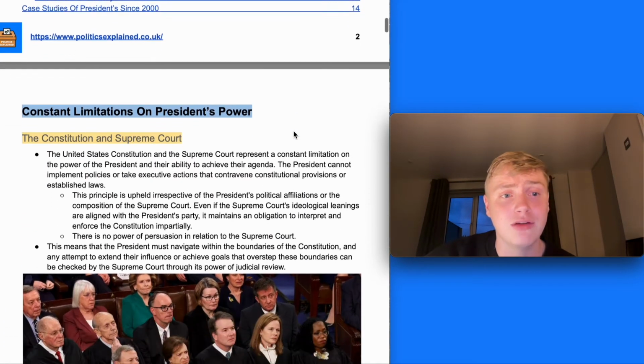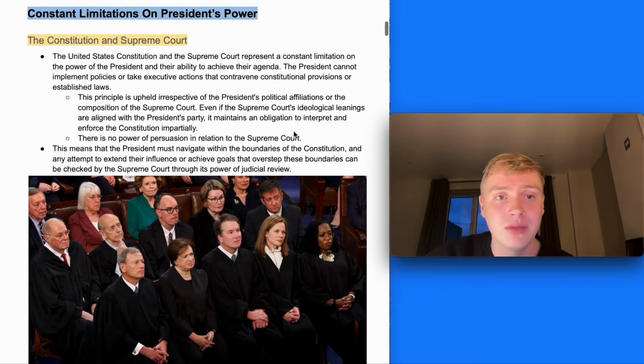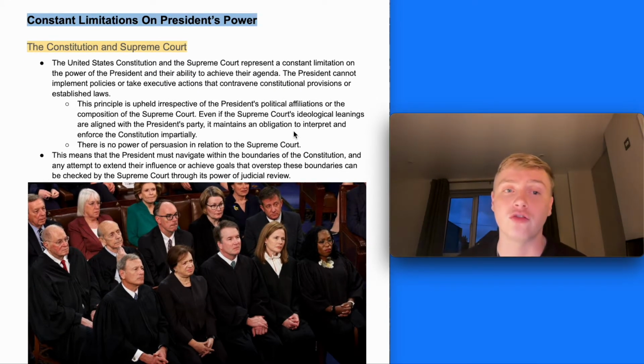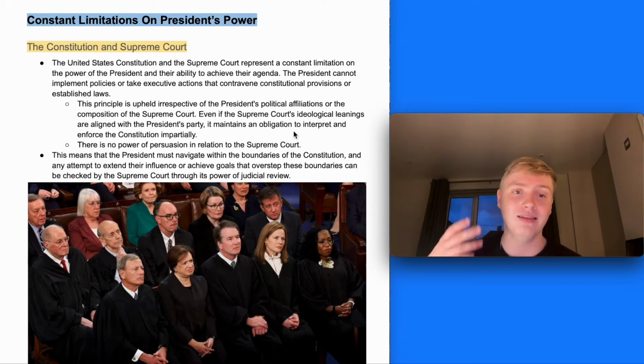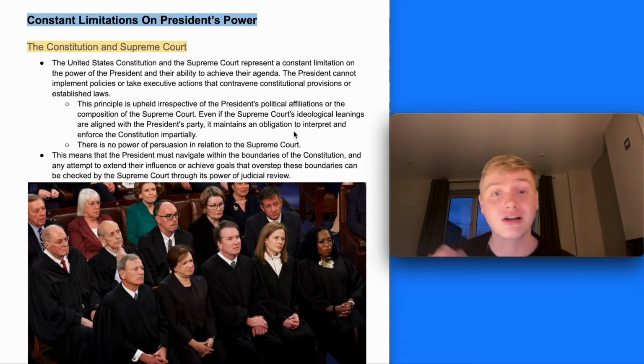But starting off, we're going to have a look at constant limitations on the president's power. And the first key one of these is the Constitution and the Supreme Court. And they represent a constant limitation on the power of the president and their ability to achieve their agenda, as the president cannot implement policies or take executive actions that contravene constitutional provisions or establish laws. And this is upheld irrespective of the president's political affiliations or the composition of the Supreme Court. Even if the Supreme Court ideological leanings are aligned with the president's party, it maintains an obligation to interpret and enforce the Constitution impartially. And there's no power of persuasion in relation to the Supreme Court.